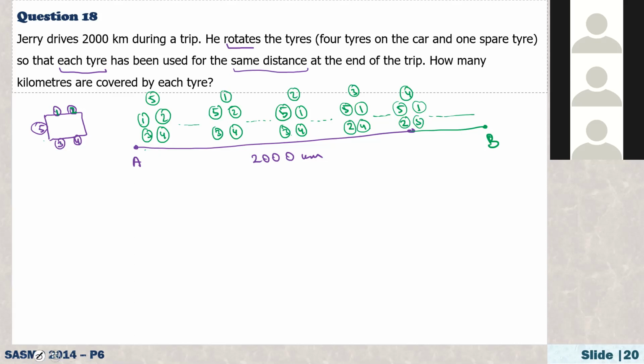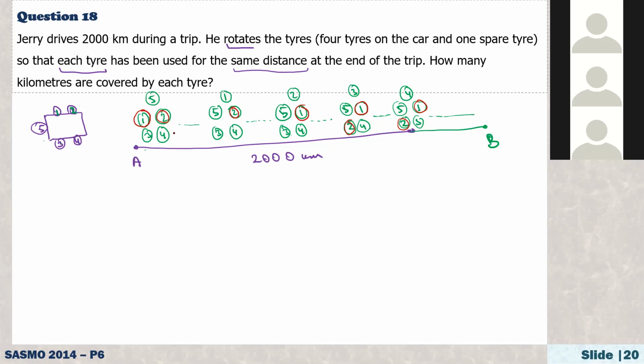Now, can you tell me, for example, tire 1, how many times is it used here? Look at tire 1. Here I use it, and here, and here, and here, 4 times, right? Yes. How about tire 2, for example? Here, here, here, and here. If you look, every tire is used 4 times.